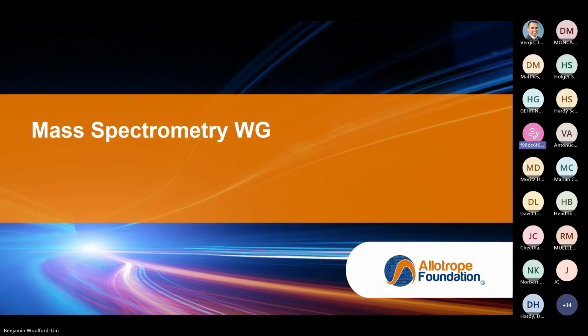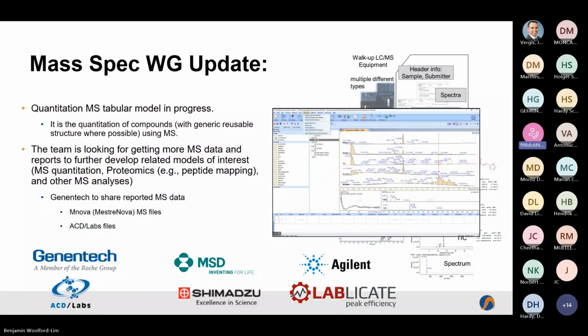Mass spec group is also ongoing. We're working on a quantitation MS tabular model. We currently have input from various members. We're looking to get more data on this. So we have a model proposed, but we're looking to test it a bit more broadly with a few more data sets. We have the generic model, but we're looking to specialize into quantitation, and that's currently a bit of a blocker. Genentech has been able to share a little bit of data with us.